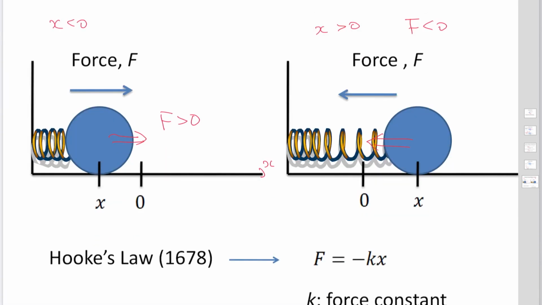Hooke discovered the law: F is proportional to x, and k is a constant. We call it the force constant. k is a positive quantity. Okay, I explained the tension force. So I explained the contact forces: normal force, friction force, and tension force. This is the end of this session.